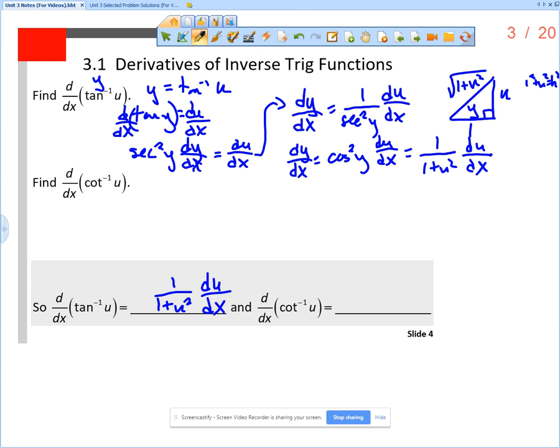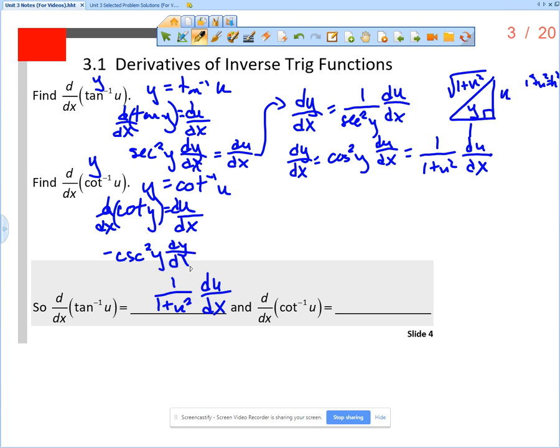All right, cotangent is going to work in a very similar fashion. So we let y equal cotangent inverse of u. Then cotangent of y equals u. Now take the derivative with respect to x. What is the derivative with respect to x of cotangent y? Well, the derivative of cotangent is negative cosecant squared of y, dy dx, equals du dx.